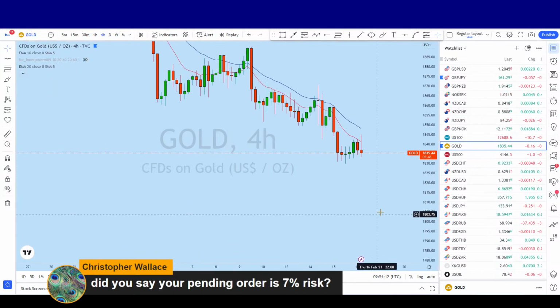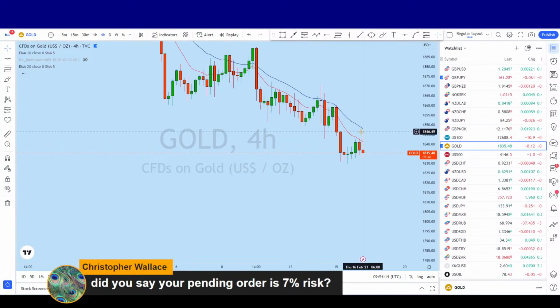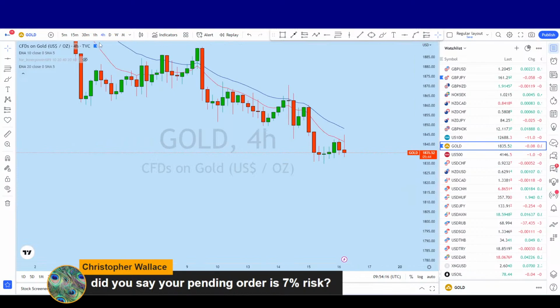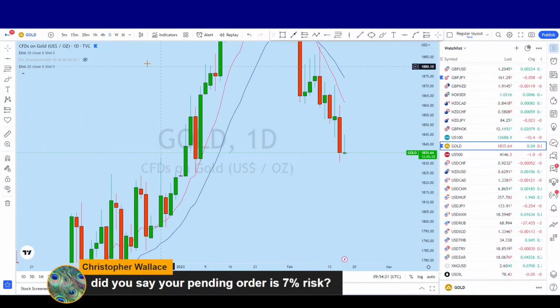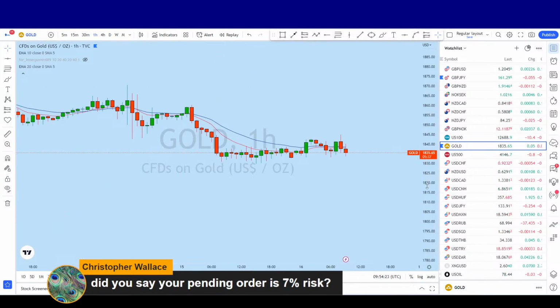Okay, gold set for another drop. All right, so this candle, you see, it's a big bearish candle. Now we can sell short gold again. Let me look at.